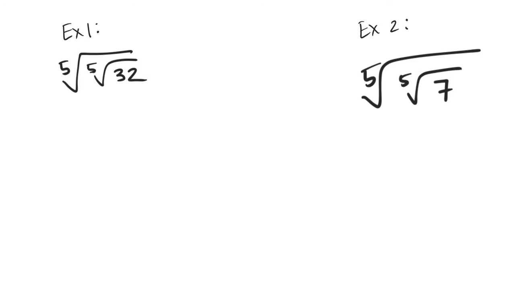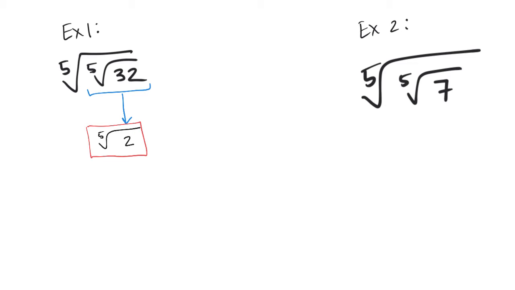Right, let's do these two examples. In the first one, I have the fifth root of the fifth root of 32. Now, the fifth root of 32 can simplify. The fifth root of 32 is 2, and then I can take the fifth root of that. Well, that doesn't simplify, so my final answer is just the fifth root of 2.